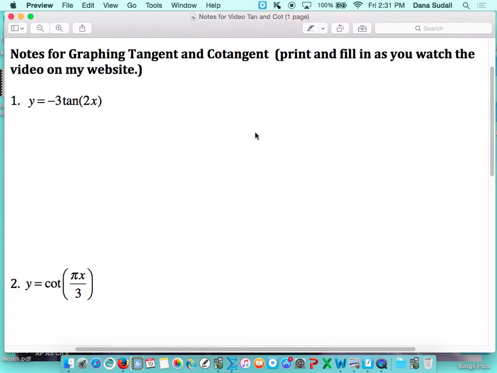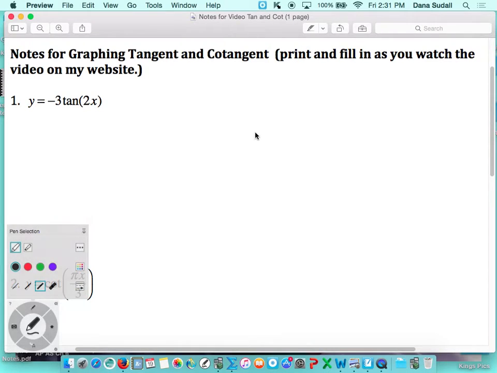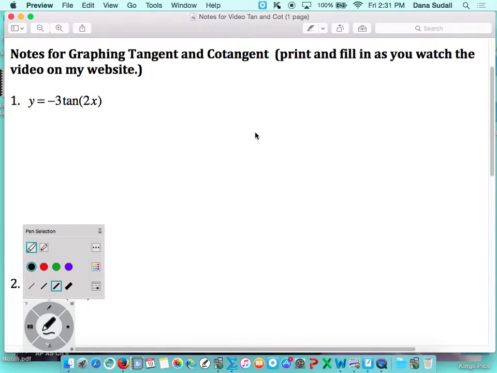All right, so we're going to graph the tangent and the cotangent. I would suggest that you print this page out from the website so that you can actually graph these along with me. The first one here, we're going to graph -3 tangent 2x.